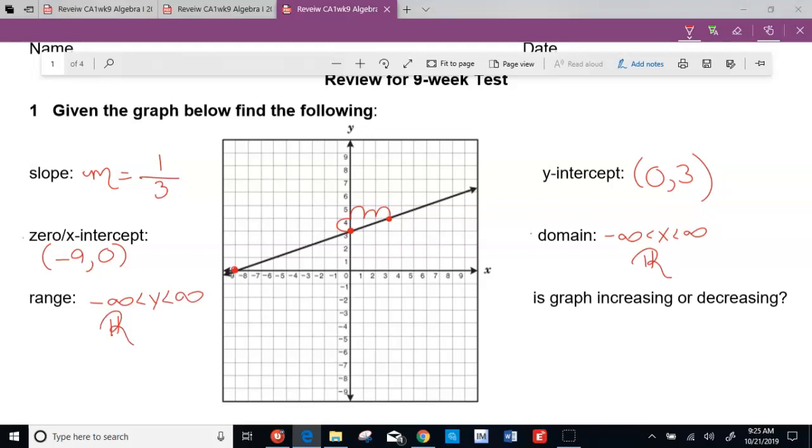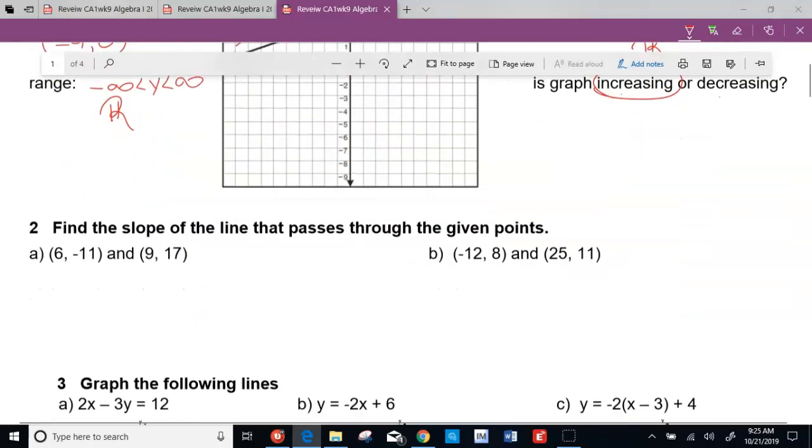And then, is our graph increasing or decreasing? You read all graphs from left to right. This graph is increasing from left to right. So there's our answer for that. Moving on to the next question.